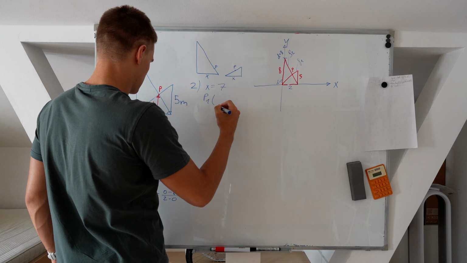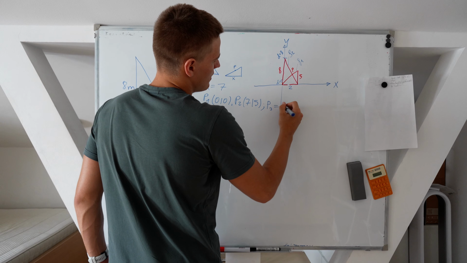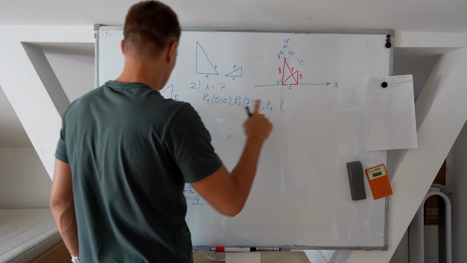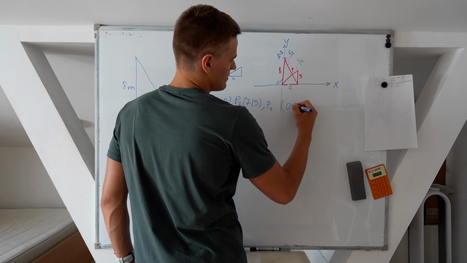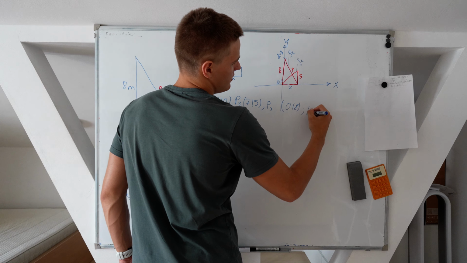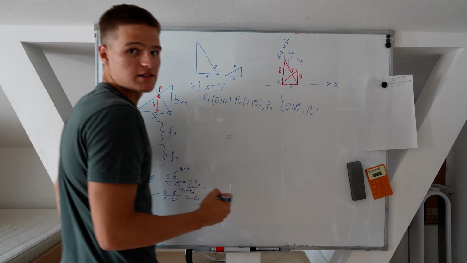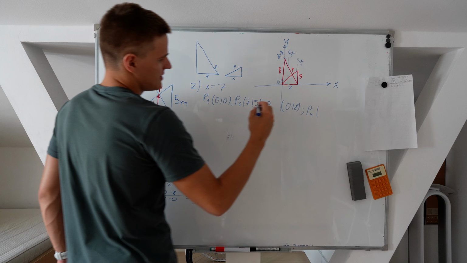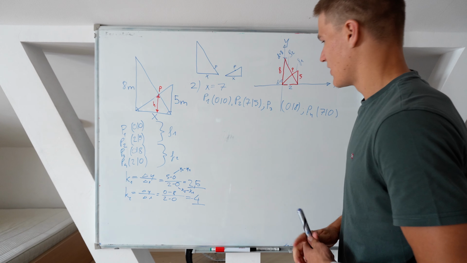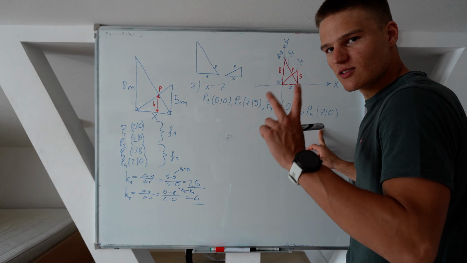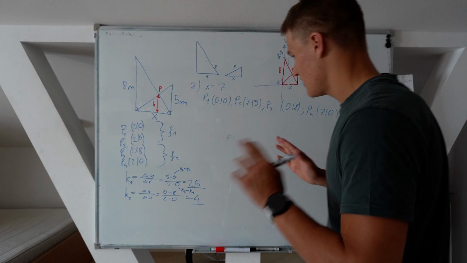So you get P1 is 0, 0. P2 is 7, 5. P3 is, sorry about that, P3 is 0, 8. And P4 is the same as 7, 0. I'm just checking if my camera is not overheating, because I've had this issue before many times and it was extremely annoying. Okay, 4 points, 2 per equation, easy done now.